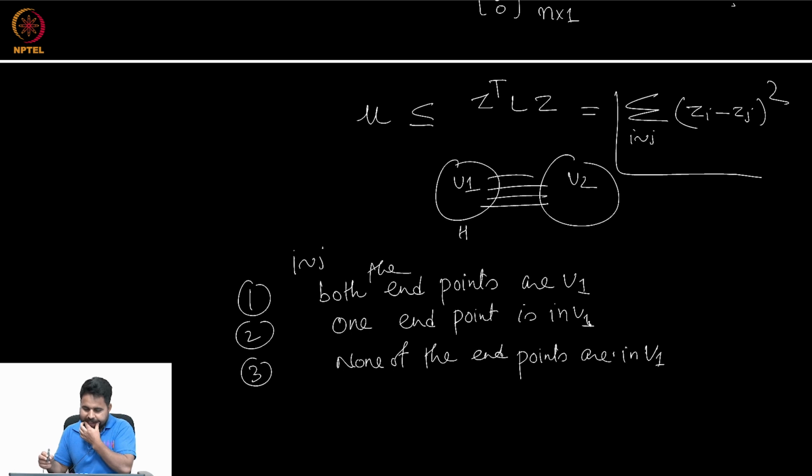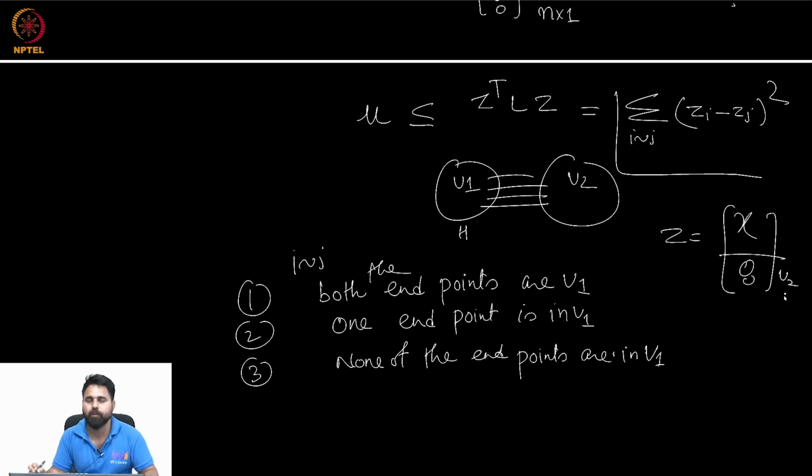Now if none of the endpoints are in v1, in that case this vector will be this quantity, because z was this, x and then 0 0 0. This is corresponding to v2 if you see carefully here. So this term will be giving zero contribution to this, right, zero contribution.